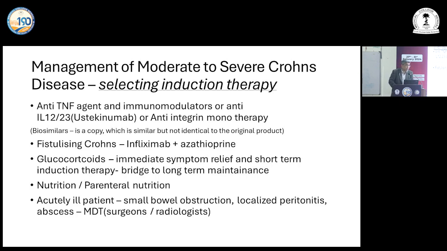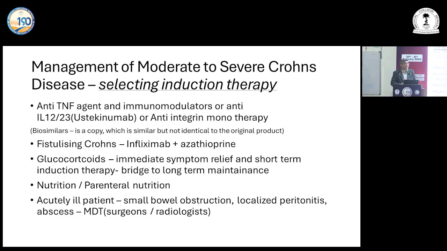Very briefly, as I was mentioning, in Crohn's you will see fistulating disease, and in those cases, infliximab along with azathioprine has been quite a drug of choice for most of us. Again, for induction treatments, steroids are often very useful. However, we need to start another immunomodulator or another anti-TNF to give long-term treatment, but you cannot continue steroids indefinitely. I keep repeating, but nutrition and even parenteral nutrition is often required in severe Crohn's disease. And this is also quite important with ill patients.